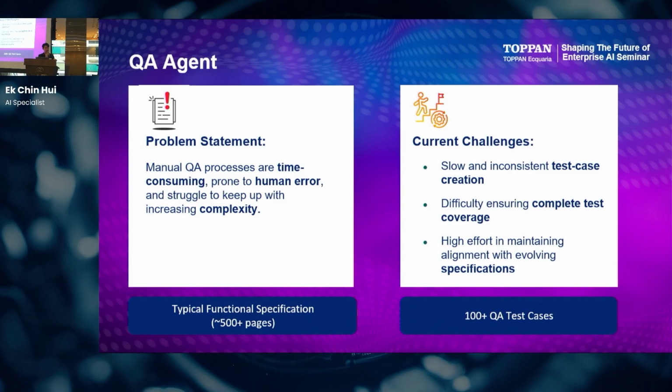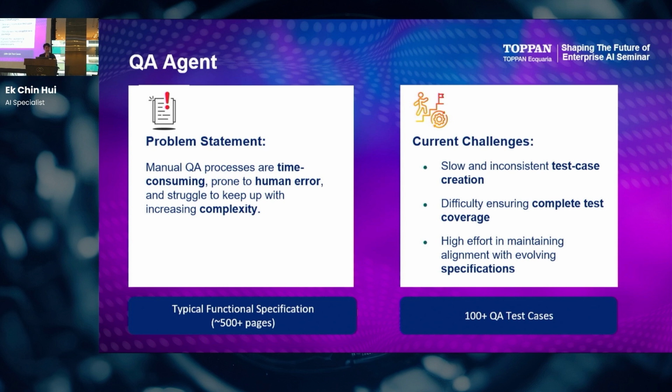Now let's look at the challenges we face today in quality assurance. First, test case creation is slow and inconsistent, often depending heavily on individual experience or interpretation. Second, achieving complete test coverage remains a persistent difficulty, especially when dealing with large and intricate systems. And third, with evolving project requirements, it takes significant effort just to keep test cases aligned with the latest specifications.